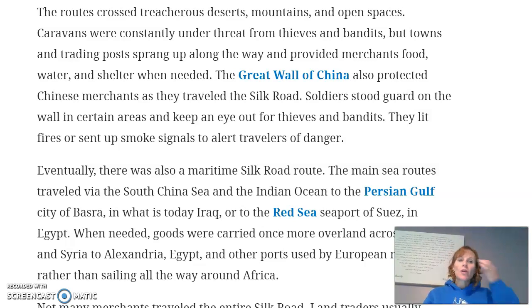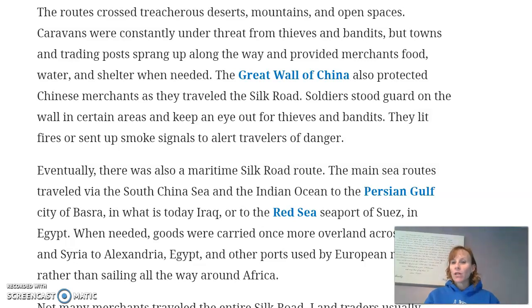There were lots of people who came through, and they were called caravans. It was just a group of people coming through to do the trading. So they had to be really careful because there were thieves who were going to try to steal from them, and there were bandits who were going to try to rob from them. So the little towns and the little trading posts where they stopped along the way, they looked out for these merchants or the people who were coming with the goods. They gave them food, water, shelter when needed, okay?